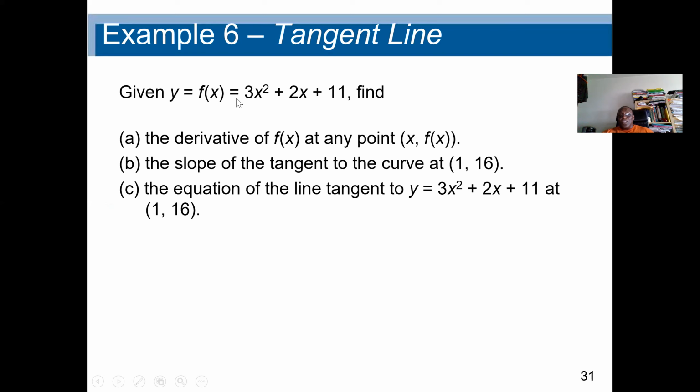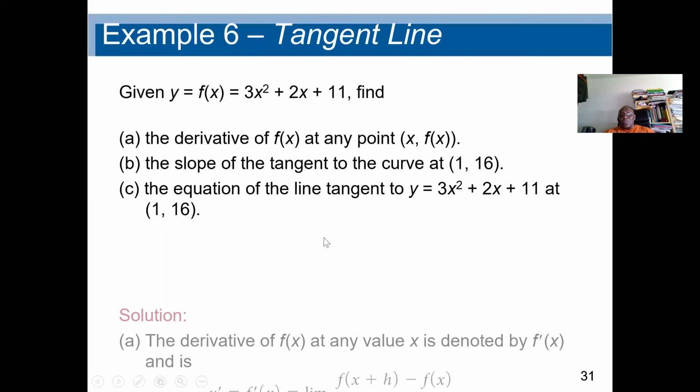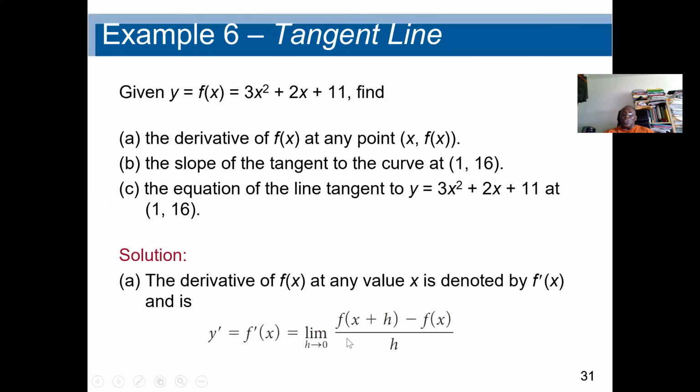Now, if I want to find this derivative, the answer will be 2 times 3 is 6, 2 minus 1 is 1, so 6x plus 2. The answer is 6x plus 2 if I'm using the derivative formula. But here we're going to use the limiting process, so it's a little bit of a longer process. We use f(x + h) minus f(x) over h. We will see that we will get the same 6x plus 2.